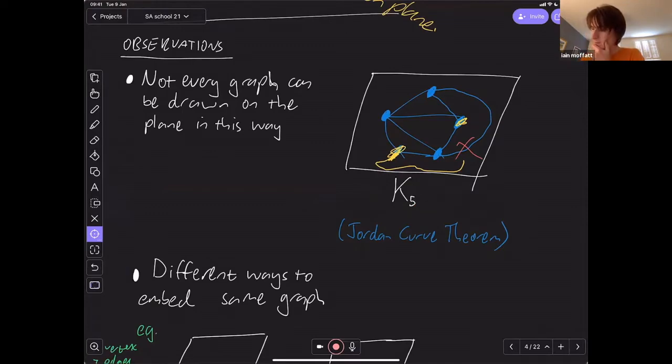And maybe one thing to notice is that behind all of this, the argument about not being able to draw this in a plane uses Jordan's curve theorem, which, as a reminder, states that if you take a simple closed curve in the plane, that curve has both an inside and an outside.